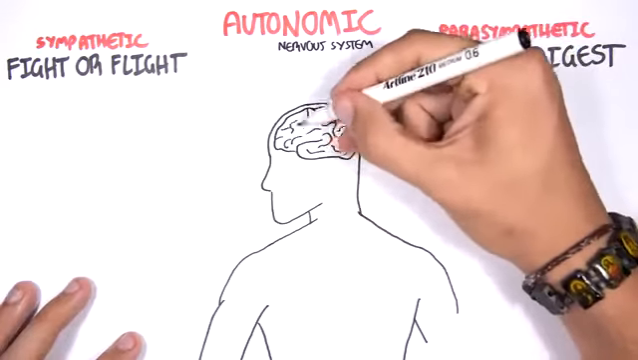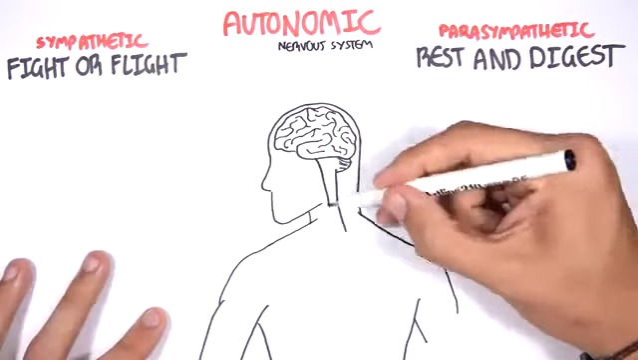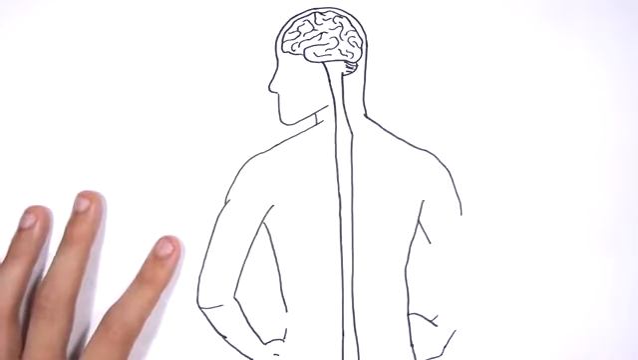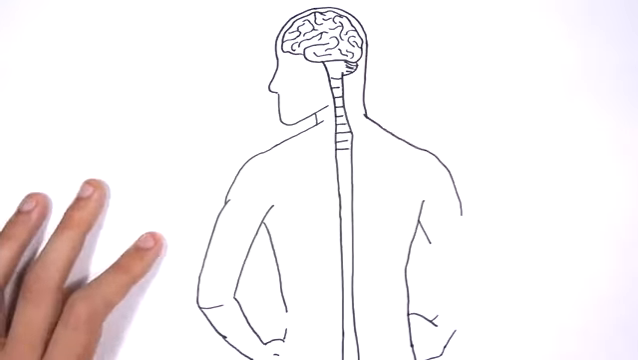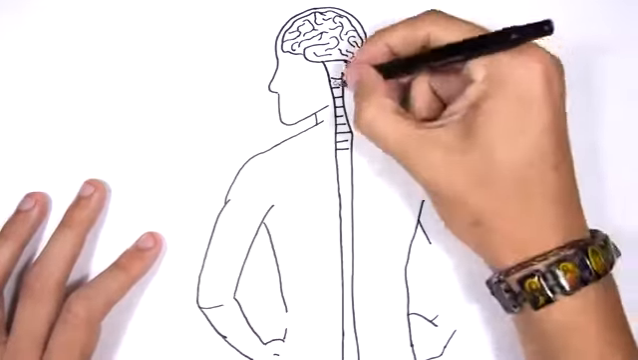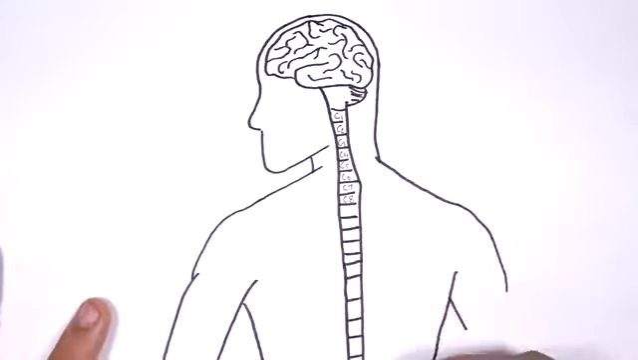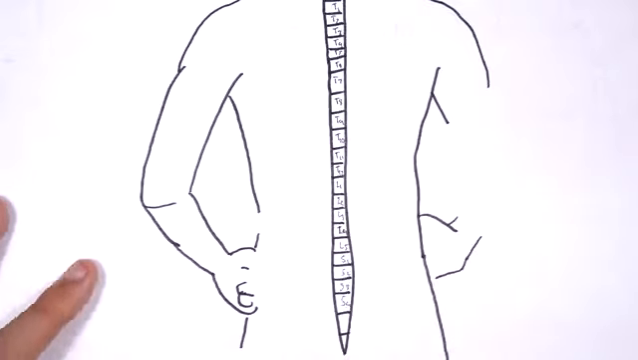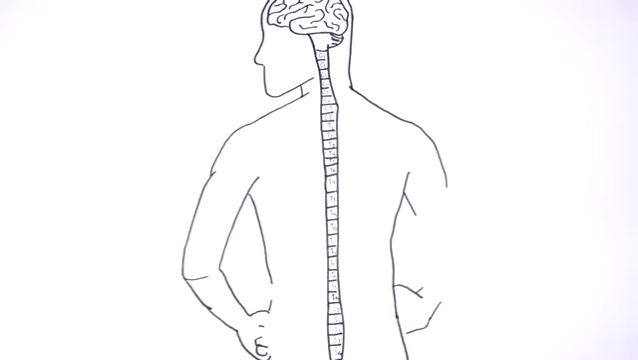So here I am drawing the brain and the spinal cord. The spinal cord can be divided into segments. The spinal cord is divided into 31 segments. We have 8 cervical, 12 thoracic, 5 lumbar, 5 sacral, and 1 coccygeal segments. These are important because the sympathetic and parasympathetic nerves arise from these spinal cord segments. Remember that the autonomic nervous system is involuntary and that we have no control over it.